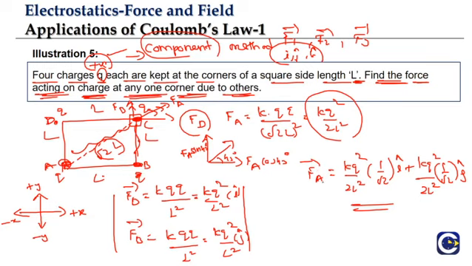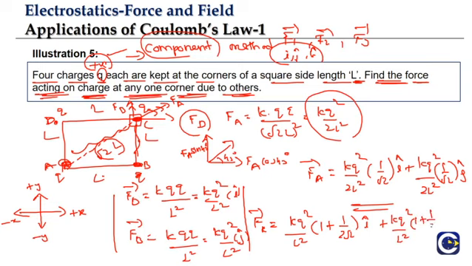Now we have all three forces expressed in the component form. We can now find out the resultant force. So this is i, this is i. So we can see that kq square by L square into (1 plus 1 by 2 root 2) i cap, plus here also we have a j component, kq square by L square into (1 plus 1 by 2 root 2) j cap. So this is the overall resultant force.